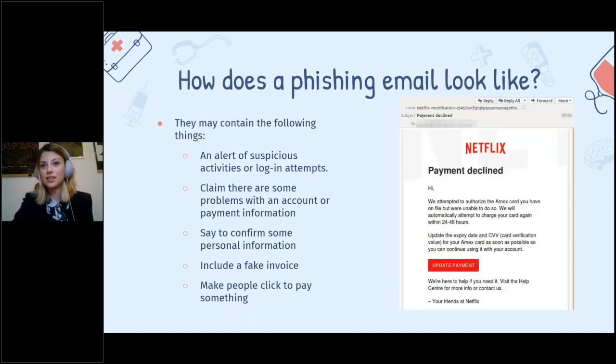Usually we see an example of a phishing email, which looked like this. And this email could contain the following things: a suspicious sender. They also could contain an alert of suspicious activities or login attempts, or claim there are some problems with an account or a payment record, like this screenshot. They say to confirm some personal information, also including a fake invoice, and make people click to pay something.